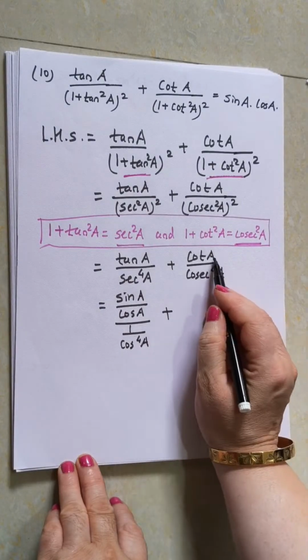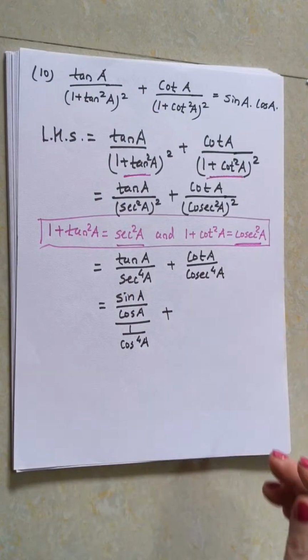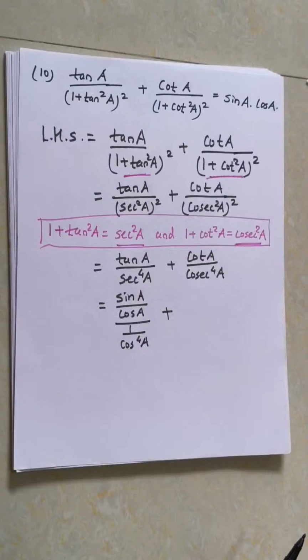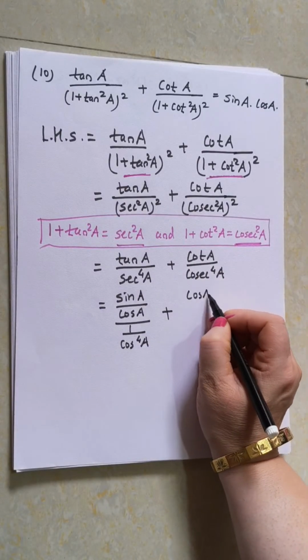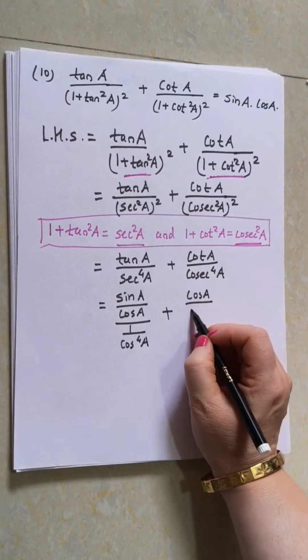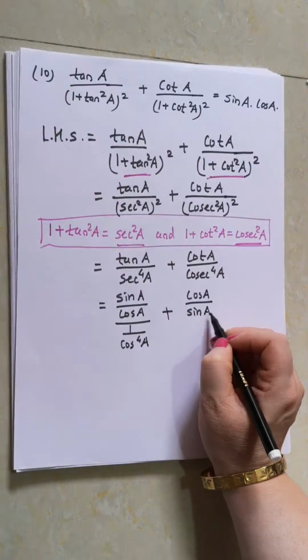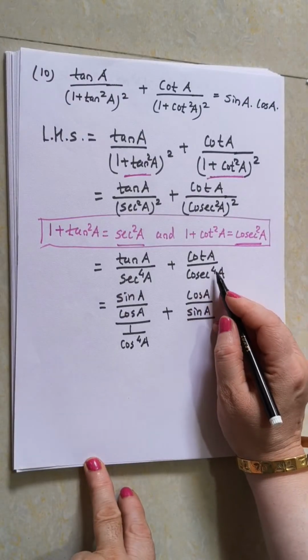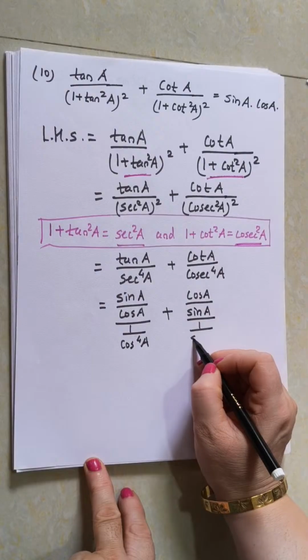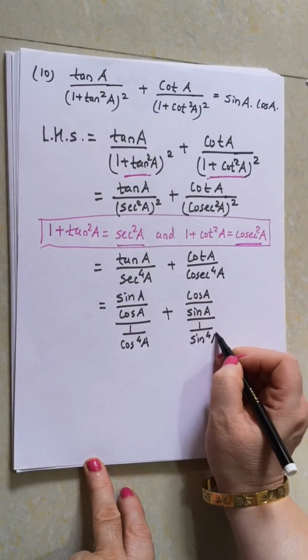सिमिलरली ह्याचं पण कॉट आणि कोसेकचं पण कन्वर्जन आपण साइन अँड कॉसमध्ये करत आहोत. सो व्हॉट इज दॅट कॉट? दॅट इज कॉस ए अपॉन साइन ए, and cosec means 1 upon sine. So cosec raised to 4 means 1 upon sine raised to 4a.